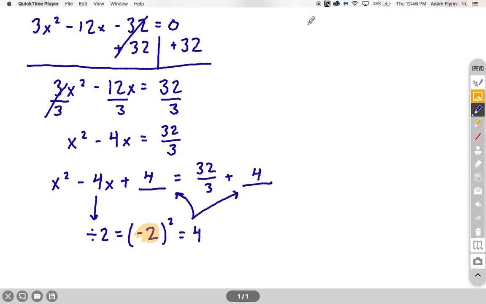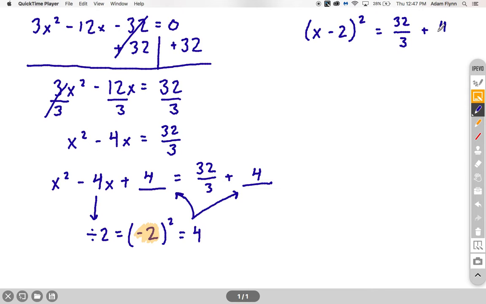So using my magic number, I know I can create a set of parentheses. And because the left side is a perfect square trinomial, I can put my variable, which is x, and then plug in my magic number, which was negative 2, so minus 2, squared equals 32 over 3 plus 4.